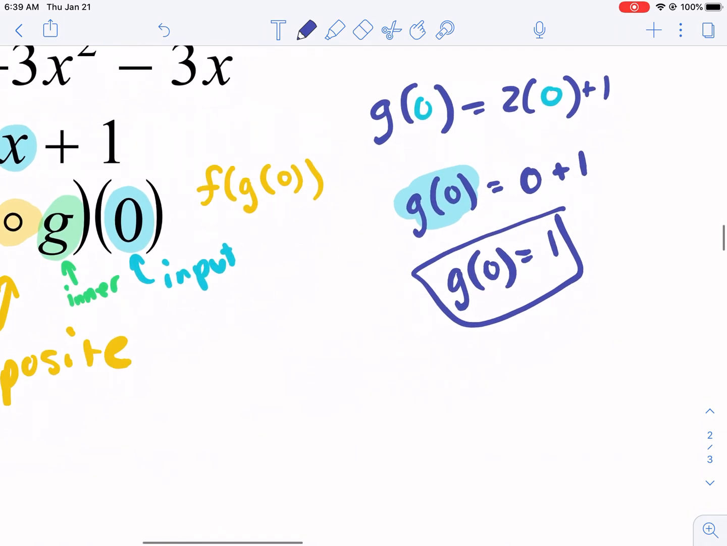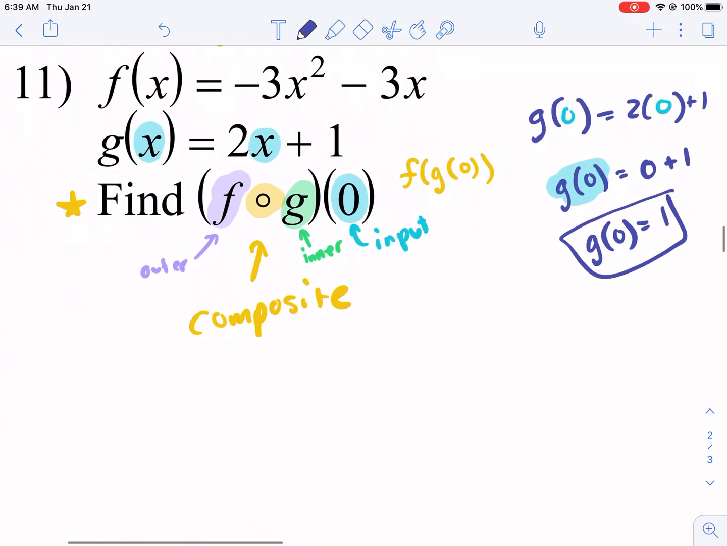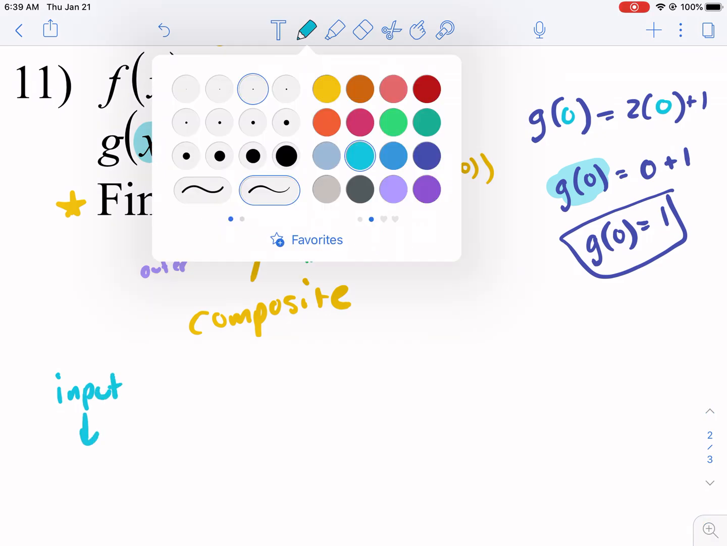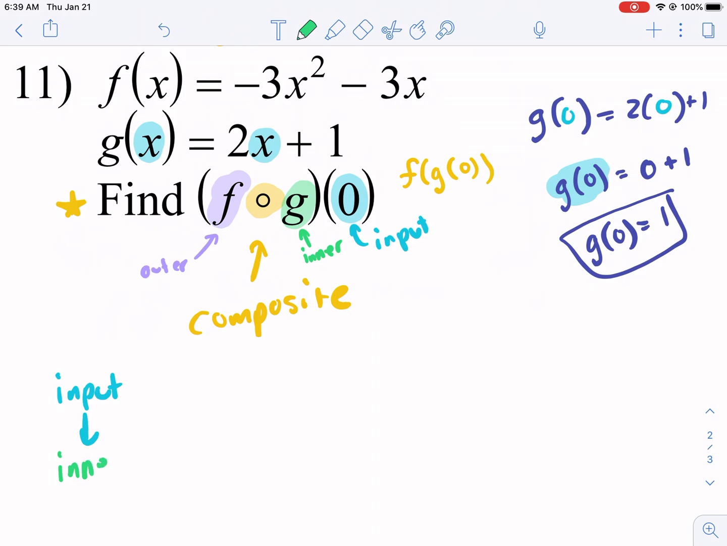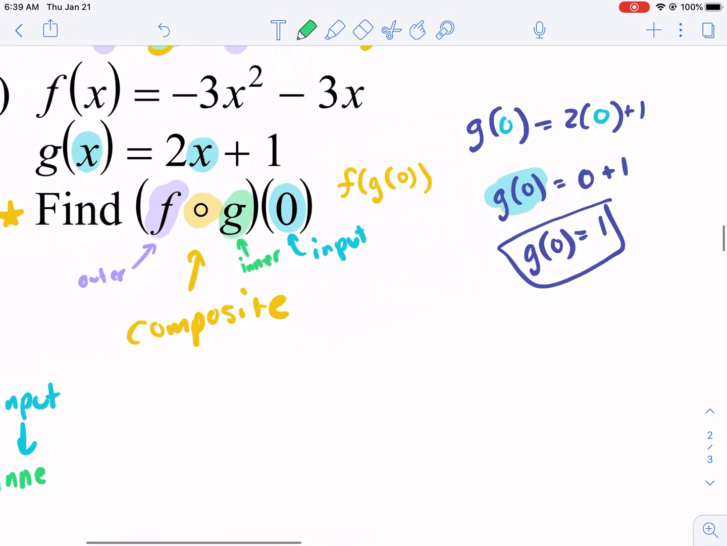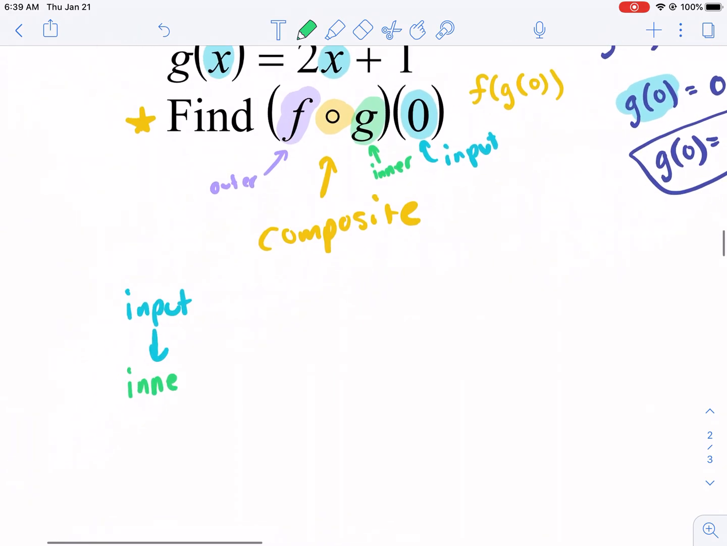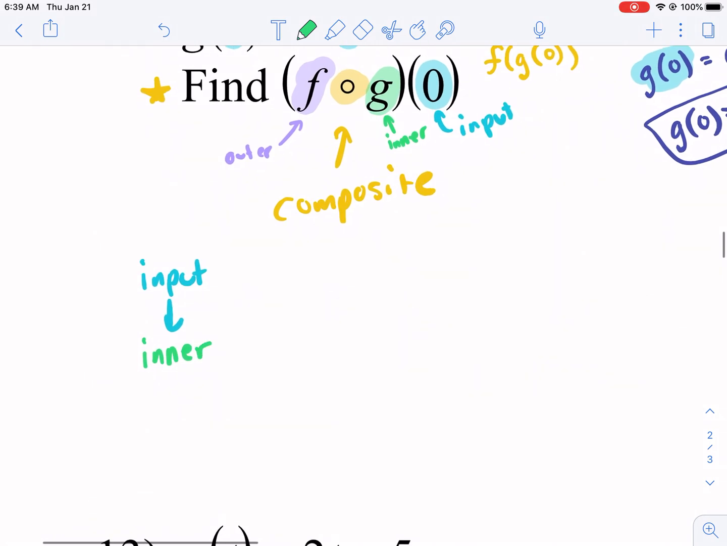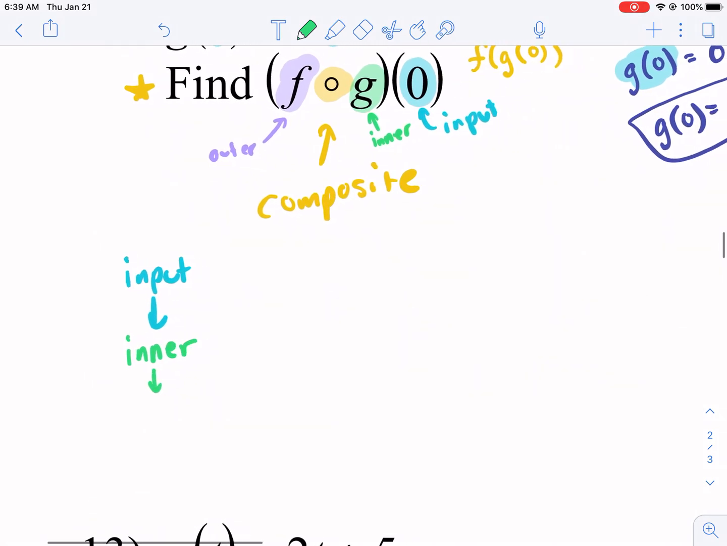Now, that's our initial step, okay? So if we're going to list this in step form, I know a lot of my students like this. We start with our input. The input goes into our inner function, okay? We just did that over here, g of 0. We inputted our input into our inner function. We are going to get a result.